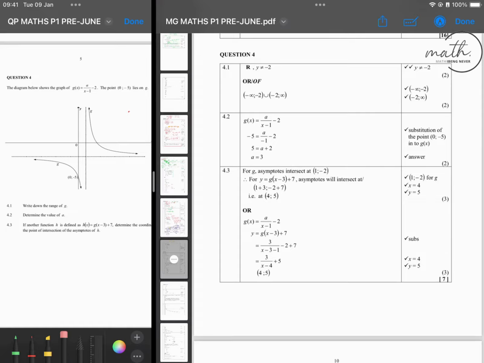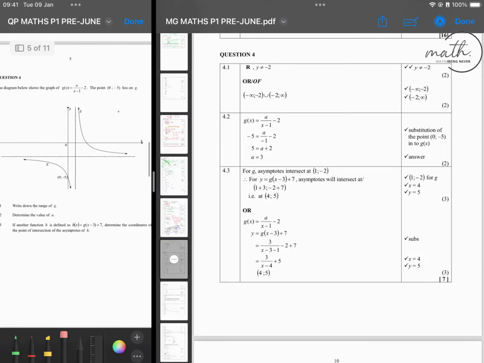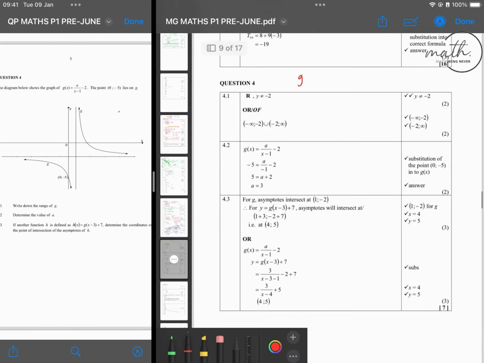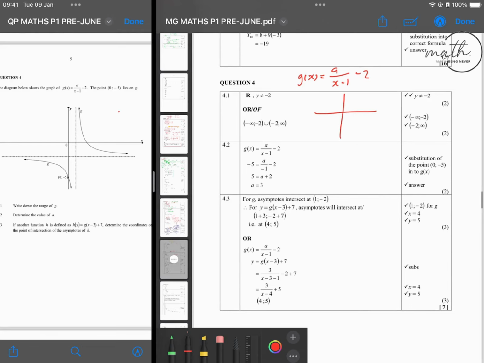Okay, now let's look at question 4. For question 4, the diagram below shows the graph of g of x. They gave you g, so let me write it there. g of x equals a all over x minus 1, minus 2. The first vertical dotted line is for x, that means 1. Then this negative 2 will be down here.